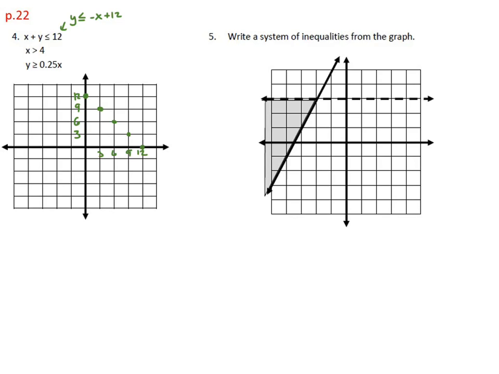Now that one was less than or equal to, so I do have a solid boundary line connecting those points. And it was less than, so I'm going to shade below. So everything here. And I think I'll rewrite those numbers in a different color so they don't get overlooked. There's 3, 6, 9, 12, and same thing with our negatives.